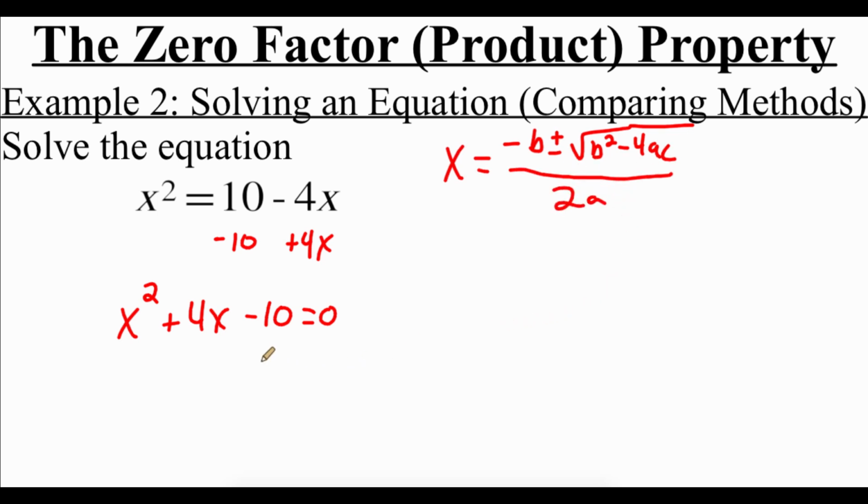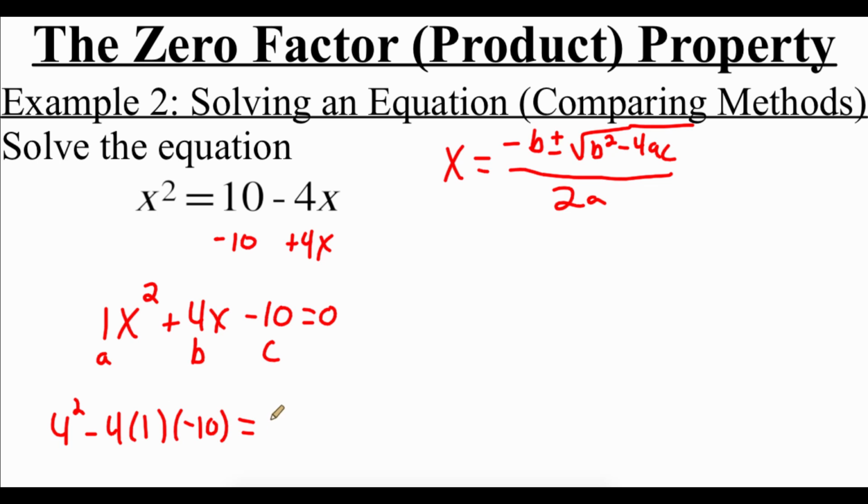Before we get too far into things, I'm going to do my discriminant first to make sure that this is actually solvable. Remember, the discriminant is the stuff underneath the radical, b squared minus 4ac. If we look at our equation, the a value is the number in front of the x squared, so that's our 1. The b value is the number in front of the plain x, and the c value is the constant on the end. So if I do b squared minus 4ac, I'm going to do 4 squared minus 4 times 1 times negative 10.